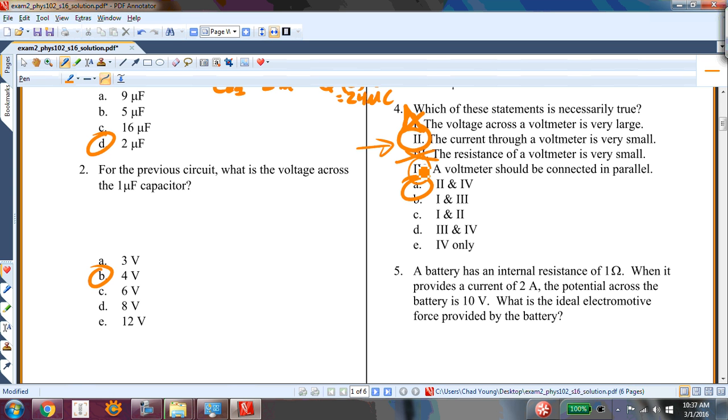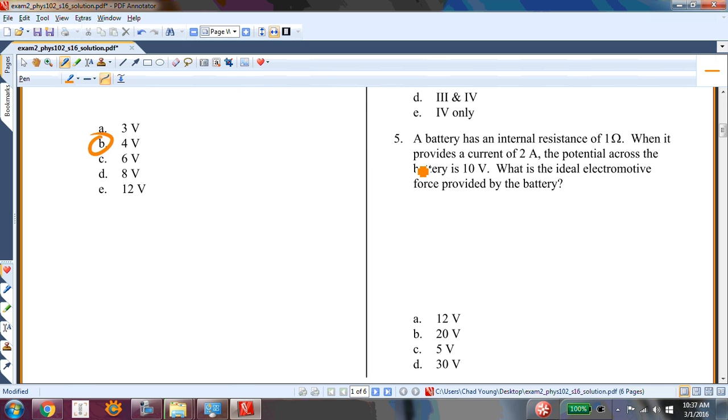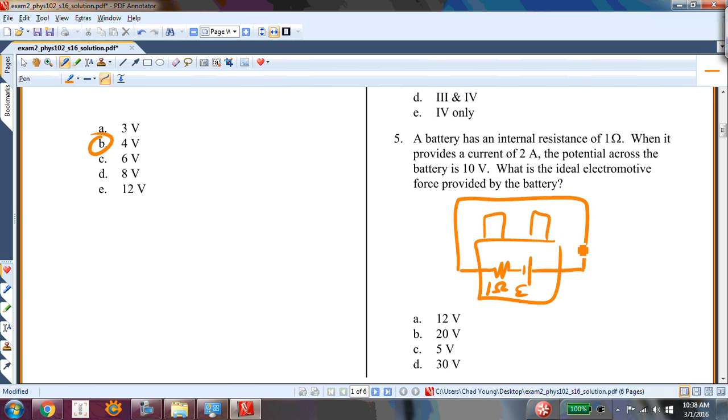A battery has an internal resistance of 1 ohm and provides a current of 2 amps. The potential across the battery is 10 volts. What is the ideal electromotive force provided by the battery? So if I think of my battery, if I were to represent it as a diagram, I would represent it as an EMF and an internal resistance. The internal resistance, we're told, is 1 ohm. There's nothing else here, but I know that it's providing a current of 2 amps.